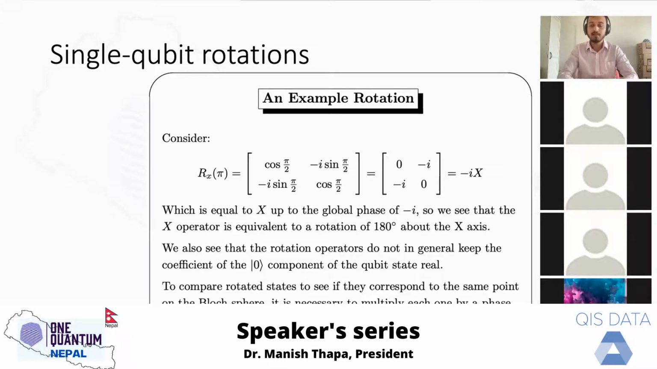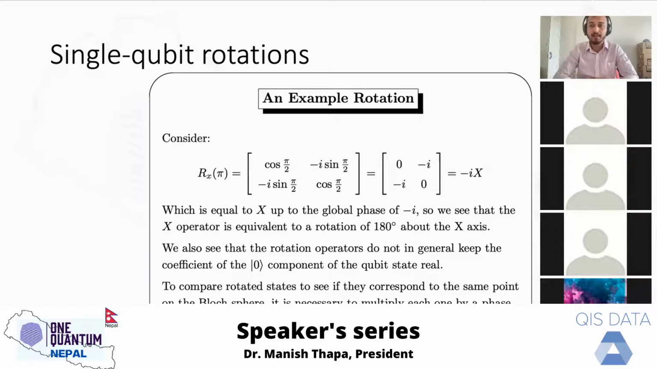It takes your state 0 to 1 and 1 to 0 because it has these off-diagonal terms. If you multiply the matrix 0, 1, 1, 0 by the vector 1, 0, you'll get 0, 1. Similarly, if you multiply that by 0, 1, you'll get 1, 0. So it changes the 0 state to the 1 state, and the 1 state to the 0 state.